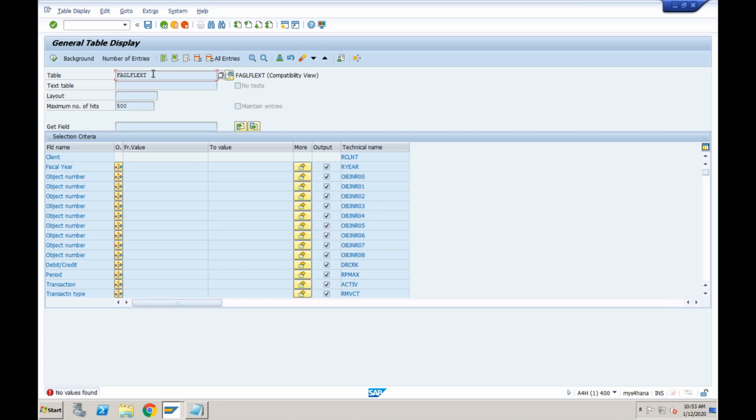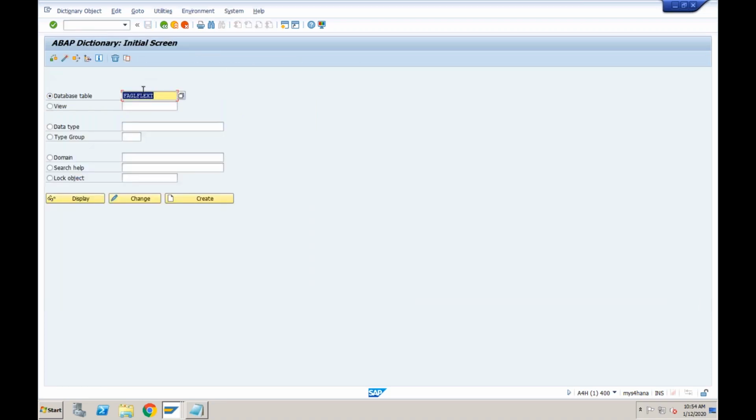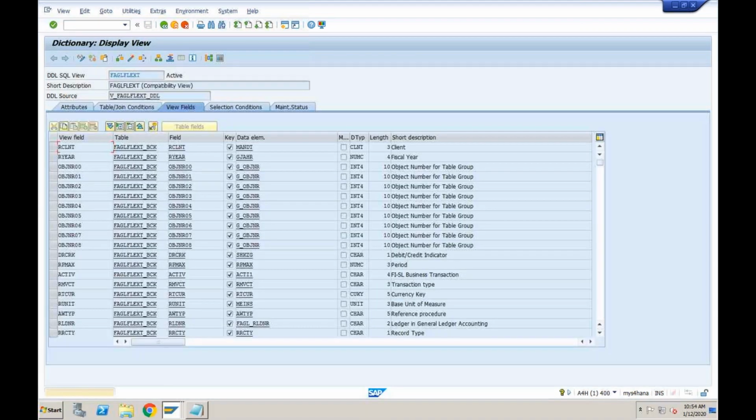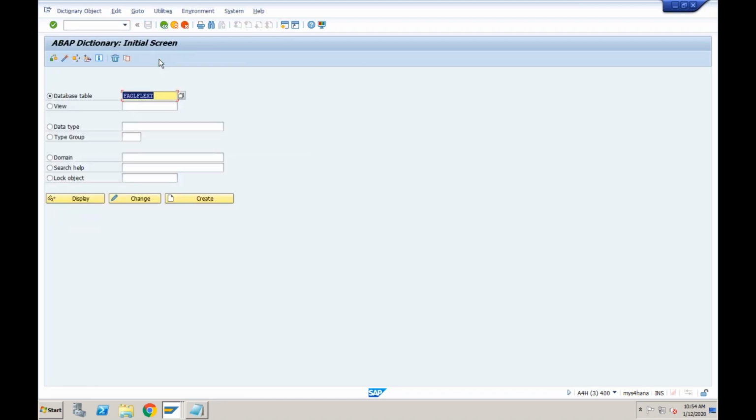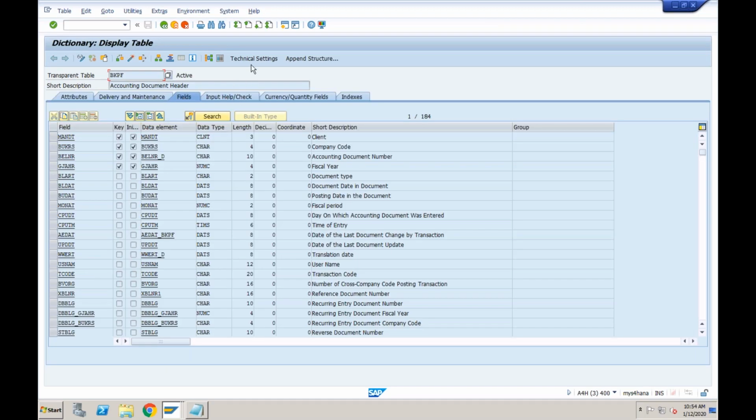But how can I check whether this is still a table or from where exactly it is bringing the data? For that, let's go to SE11. Enter your FAGLFLEXT, whatever is your table. Click on display. You can see it is a view. It is no more a table. I'll show you how a table will appear. If you go to SE11, go for BKPF, BSEG, ACDOCA, whatever tables are available, just click on display. You can see how the table definition is appearing.